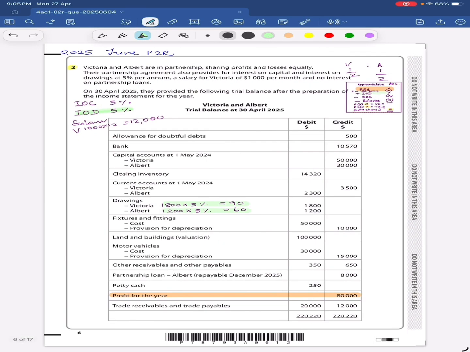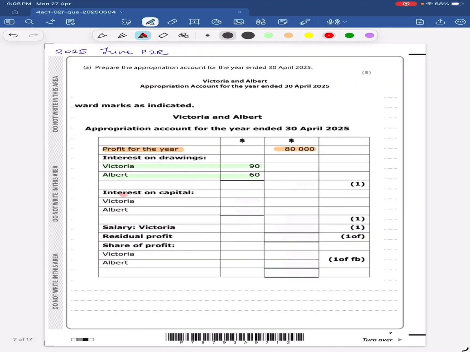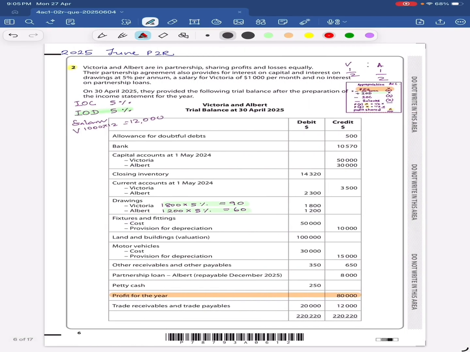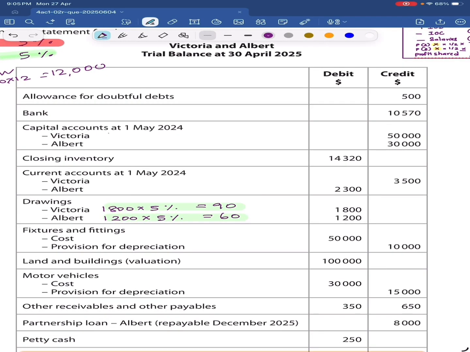Now let's calculate the interest on capital. It's not given here, so we need to calculate. As you can see here, interest on capital is what we need to find next for Victoria and Albert. So let's calculate 5% interest on capital. So we have the capital account balances here. So 50,000 and then 30,000.